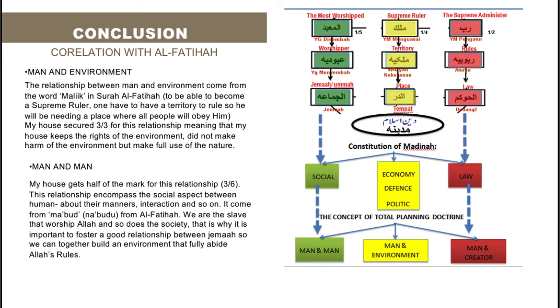And the last one is man and man. My house got 4/6 for this relationship. This relationship encompasses the social aspect between human and human, about their manner, about their interaction and so on. It comes from ma'bud, the word na'budu from Al-Fatihah. We are the slaves that worship Allah, so do the people around us, so does the society. That's why it is important for us to foster a good relationship with them, within the Jama'ah, so we can all together build an environment that fully abides by Allah's rule.